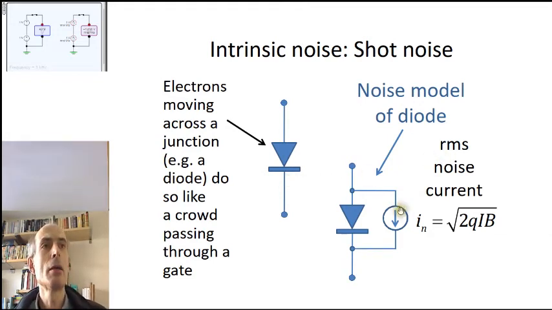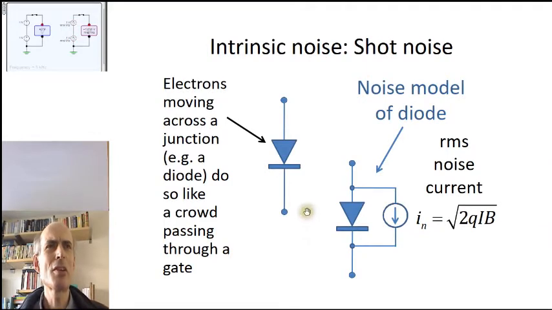We can model it by having an additional noise current in parallel with a component like a diode, and the magnitude of that noise current is square root of 2qIB. Q is the charge on an electron, about 1.6 times 10 to the minus 19 coulombs. I is the magnitude of the current flowing through the diode in amps, and B is the bandwidth in hertz. And this gives you an RMS noise current, which you can add into a simulation of a diode to reflect the amount of noise that would be added to the system by the electrons going through that diode.